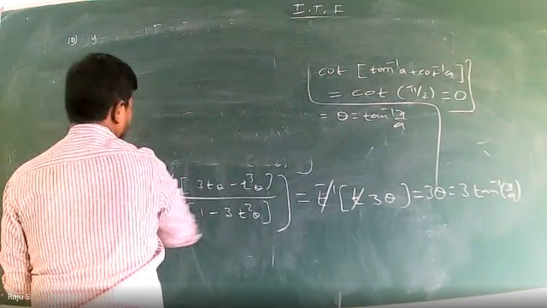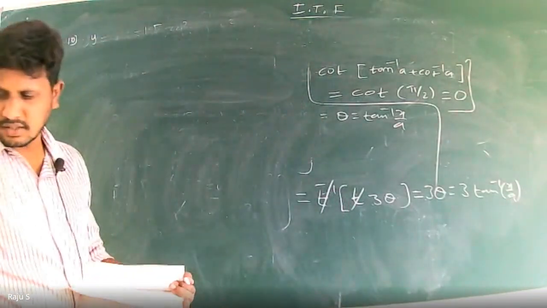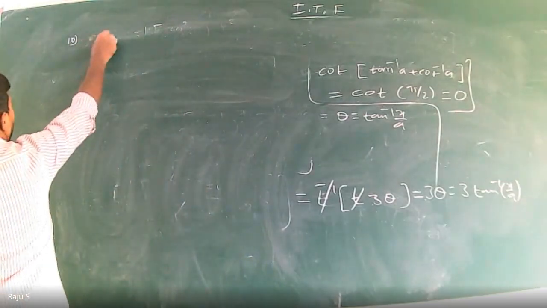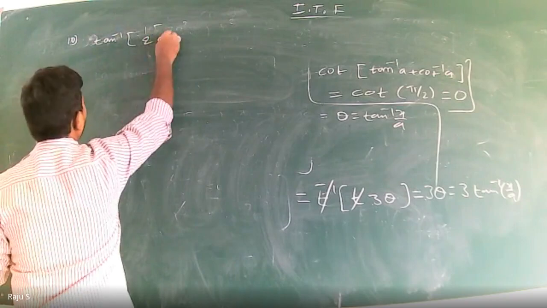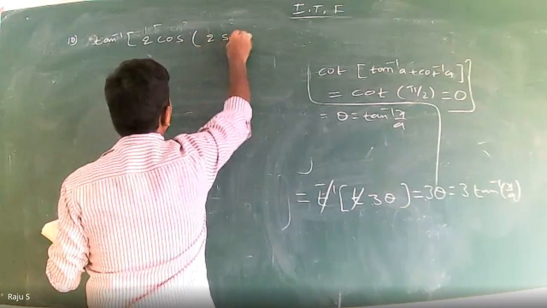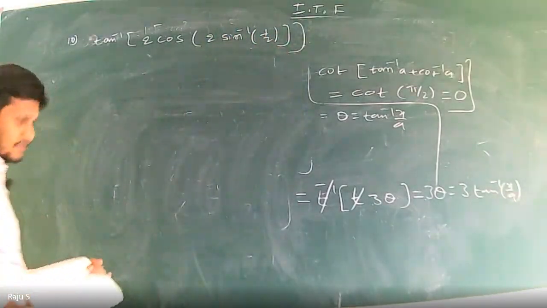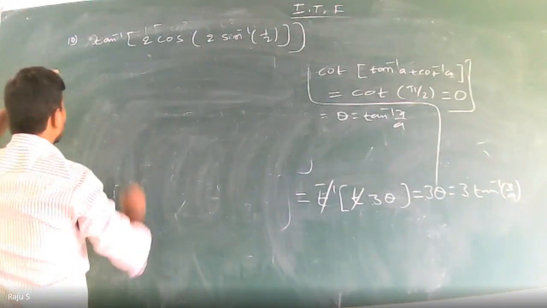What about others? 45 is the right answer. Remaining, everyone must do all the problems, right? 2 cos bracket 2 sin inverse 1 by 2. They may have given it like this, but it is very easy. Not at all difficult.